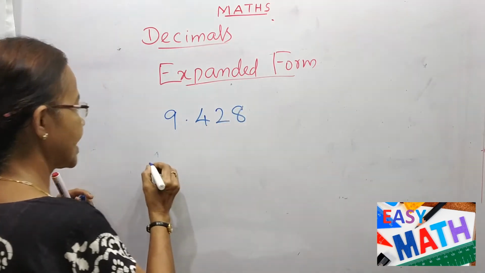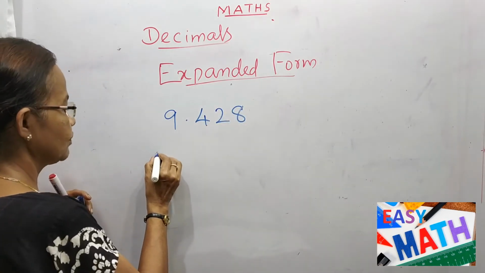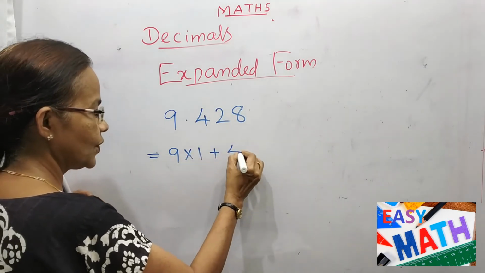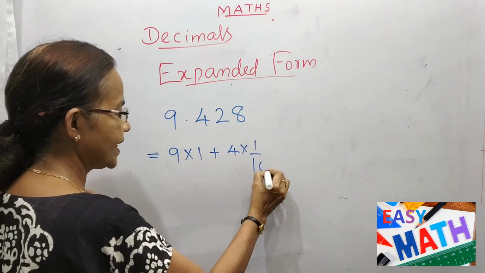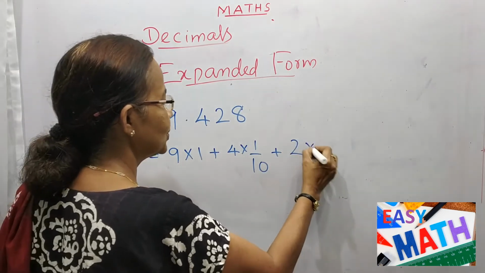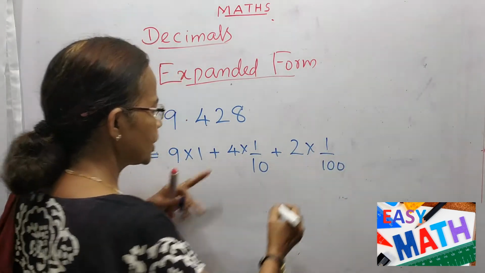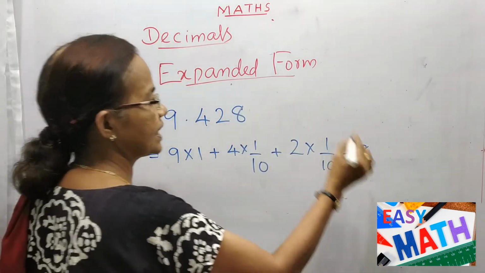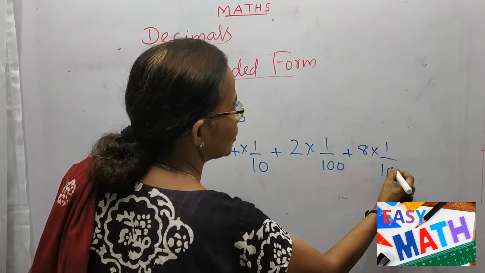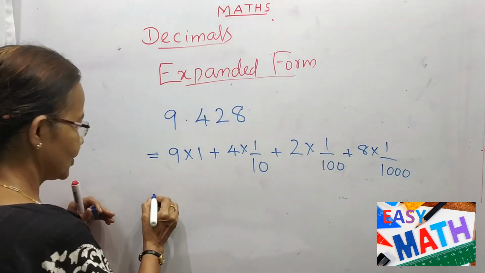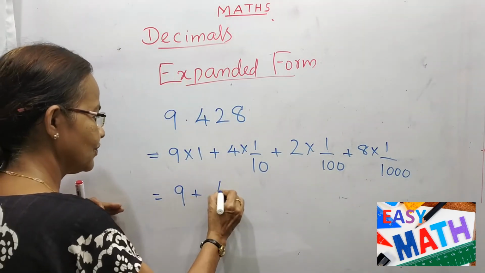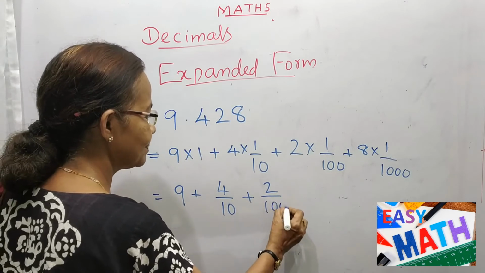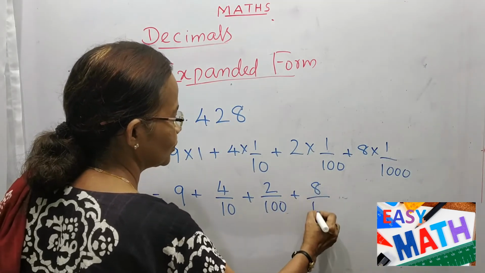9.428. How can we write the expanded form? It is equal to 9 into 1 place plus 4 into 1 by 10 plus 2 into 1 by 100 plus 8 into 1000th place, that is 1 by 1000, is equal to 9 plus 4 by 10 plus 2 by 100 plus 8 by 1000.